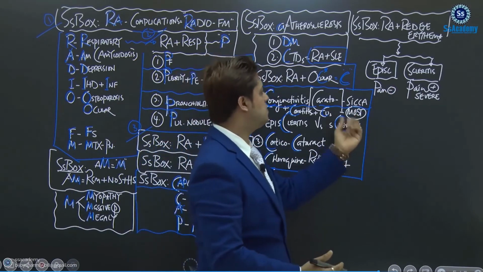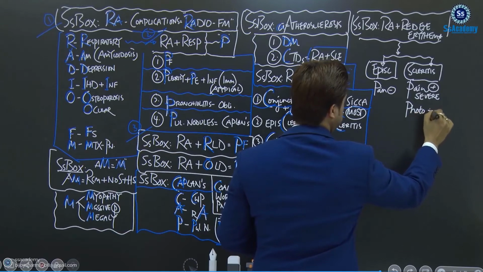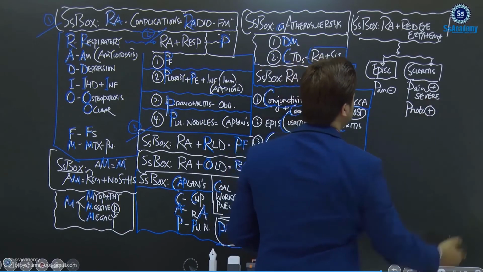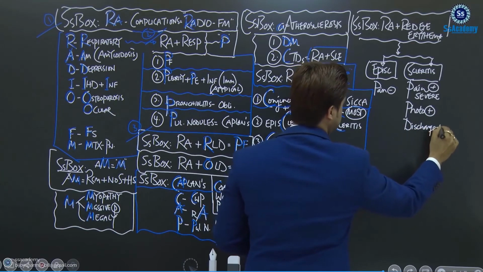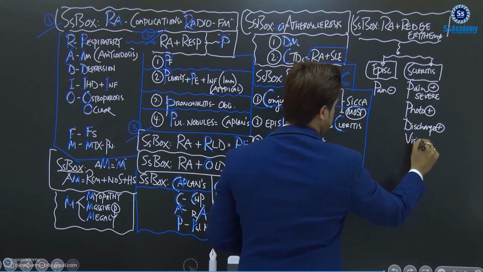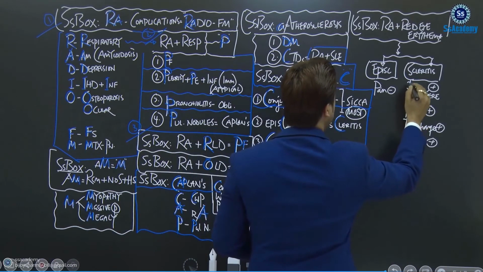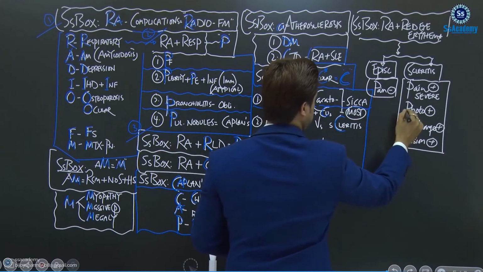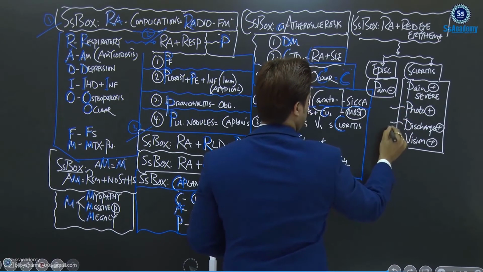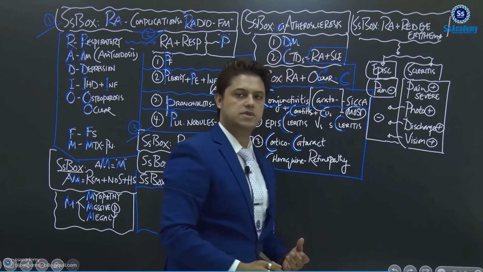And also to differentiate episcleritis from scleritis, I am writing another P for photophobia. Another P for pain, photophobia. And I am writing discharge, meaning the watering of the eye, and also the vision will be affected. In contrast, these are unlikely features, all are unlikely features here in case of episcleritis.